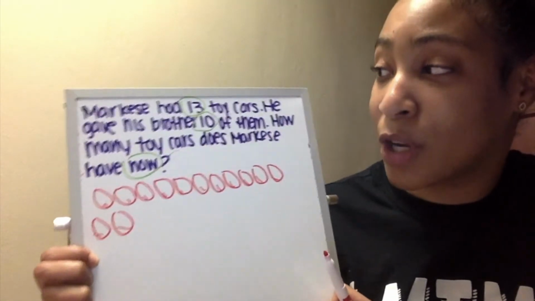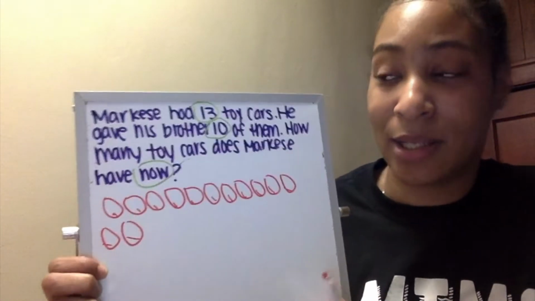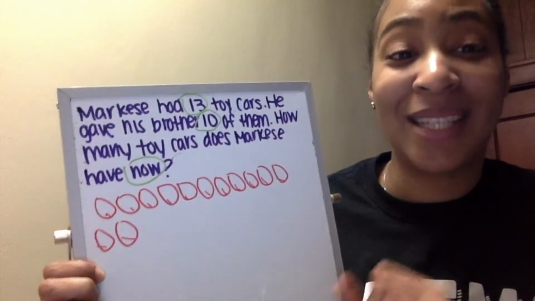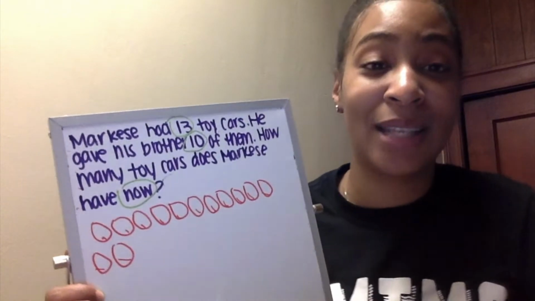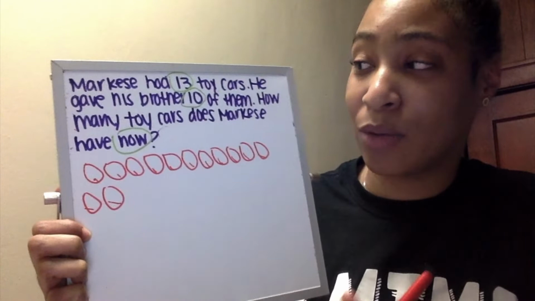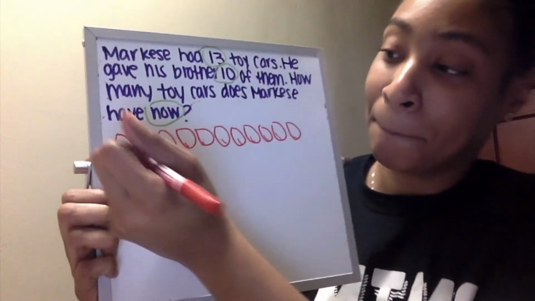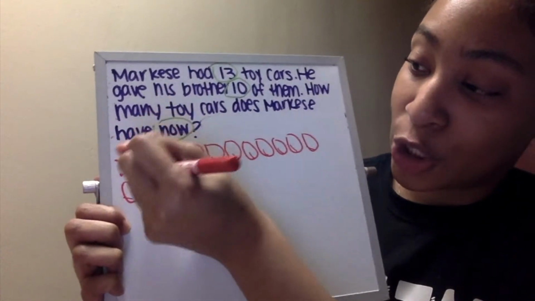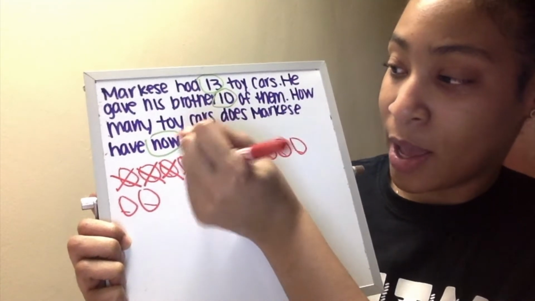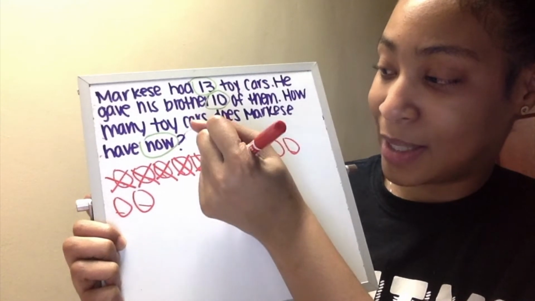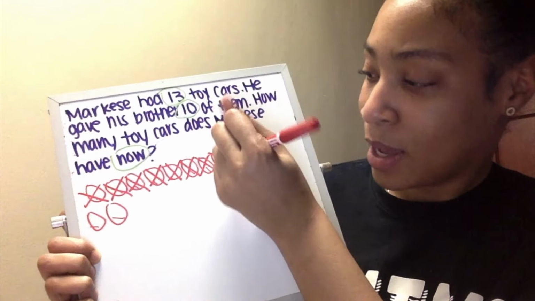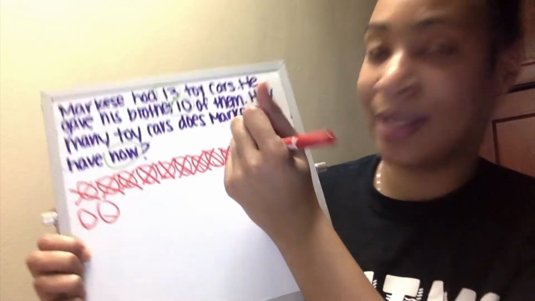So now that we have the 13 toy cars, what should we do next? That's right. We should cross off 10 of the 13 cars because that's how many he gave away to his brother. So we need to go in and we need to cross and count 10 cars. 1, 2, 3, 4, 5, 6, 7, 8, 9, 10.